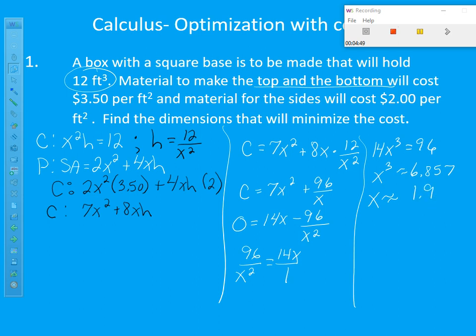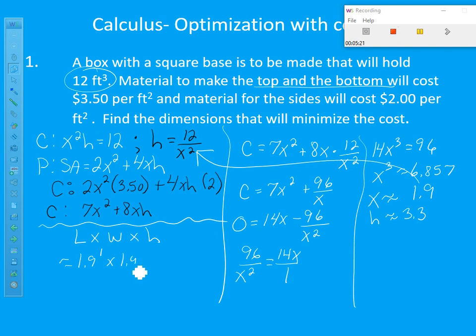So now I know the length and the width. I need the height, so just like last time, let's take this 1.9 and plug it in for x. If you run that through your calculator correctly, you're going to get h to be about 3.3. So now, the dimensions of my box. Remember, we listed length by width by height. So my dimensions are going to be about 1.9 feet by 1.9 feet by 3.3 feet to minimize the cost while still yielding to my volume. Okay, so guys, the same steps as we did, but we got to tie in costs today.